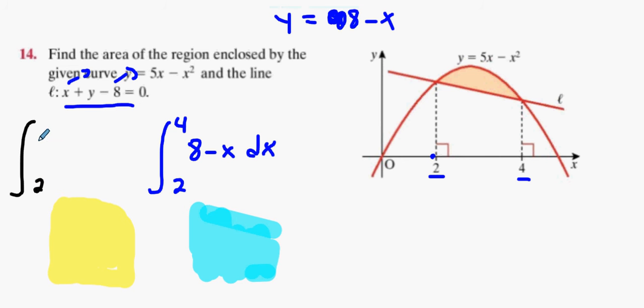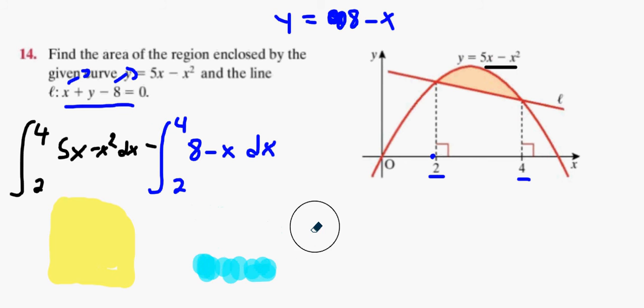Thanks for the help, lads. Now, very enthusiastic. That's the function there, isn't it? 5x minus x squared dx. And we take the blue region away from the yellow region and we get the shaded region. This is pretty handy actually. It's not so bad. Alright, let's do this.